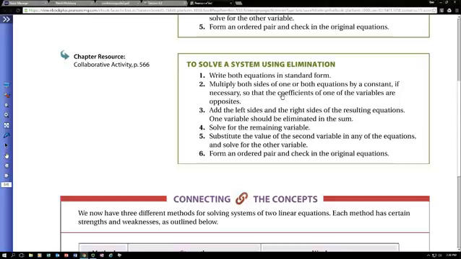solve a system using elimination: write both equations in standard form. And I could show you some cases where that's not absolutely true all the time, but usually that's a better way. You multiply both sides of one or both equations by a constant if necessary, so the coefficients of one of the variables are opposites. I use the word additive inverses. Remember, I've said this many times, that there's three things that mean exactly the same thing: opposites, additive inverse, or -1 times something creates this scenario.